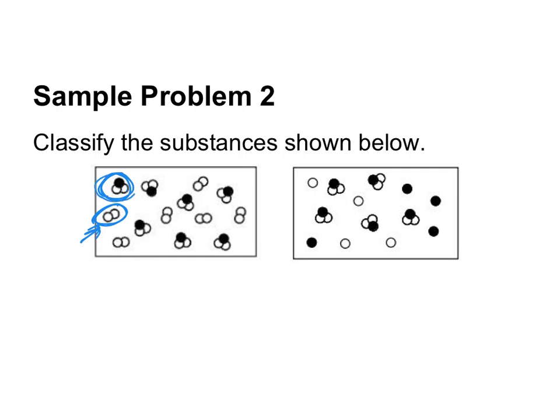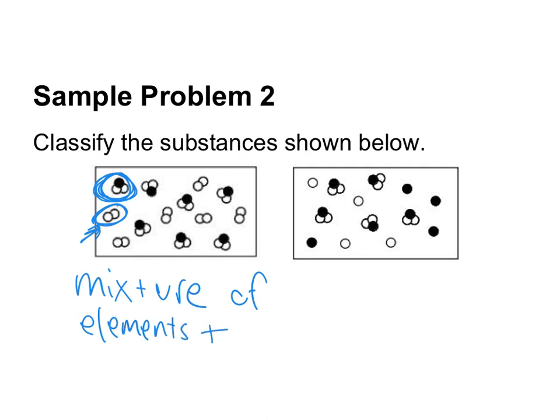Whereas if we have more than one different thing bonded together, then that would be considered a compound. So here I know that this is a mixture because I see some different things in here. So this is a mixture. It's a mixture of a couple of different things. So we see a mixture of both elements and compounds.